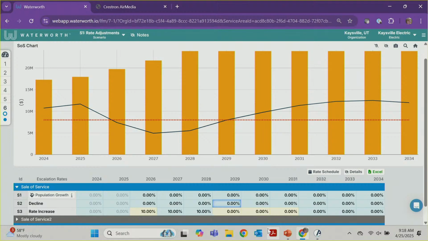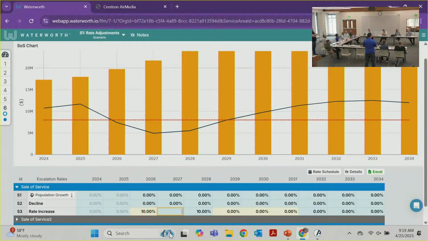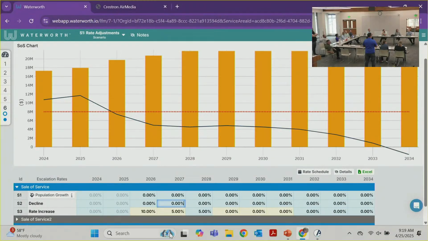Not to be a turd here, but if you go to 2026 and switch that to 5%, we will dip really bad in 27. Okay, that's good to know. So you go back to 10 there, and then maybe you change the next one to 5. I'm curious how that goes. Again, this will be each year, right? Yeah, that makes sense. So really the sweet spot is where?